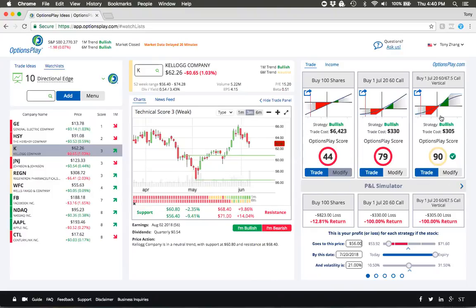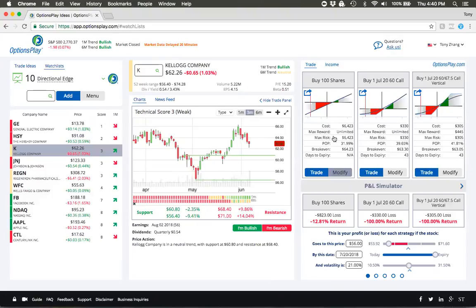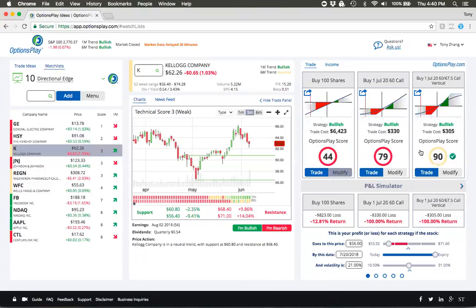And that's really why this strategy here on the right gives you the higher options play score, because when you're correct, you're getting a better reward, and when you're wrong, you're risking less. And that's why we have the options play score here. A lot of times if you're just looking at the max reward, max risk, and the probability of profit, it's really difficult to compare these three and say which one's best. We sum it up for you in the options play score so you can instantly see, hey, which strategy makes sense if I believe that Kellogg's starting to turn around.